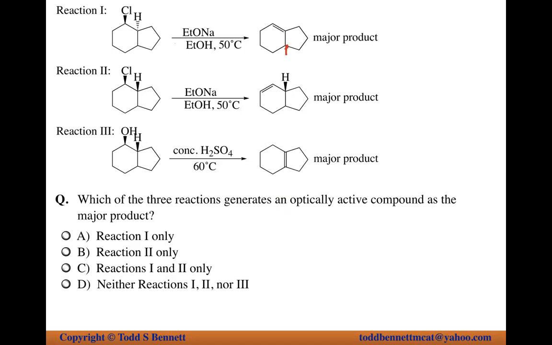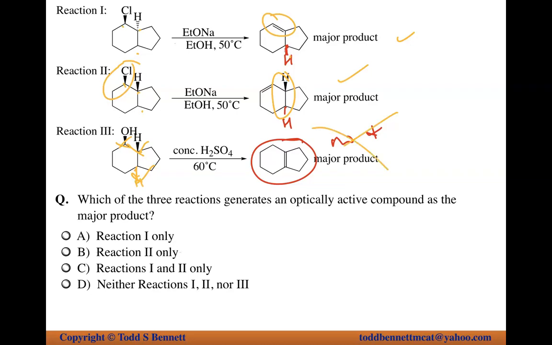So I have a chiral center here still. I have chiral centers here. This one, no chiral centers left. So in the original molecule, I have 1, 2, 3 in each one of these. Elimination got rid of 2 but left 1. Elimination got rid of just 1 and left 2 in this one. And this one got rid of all 3 with a rearrangement. So still optical, still optical, not optical. So 1 and 2 only.